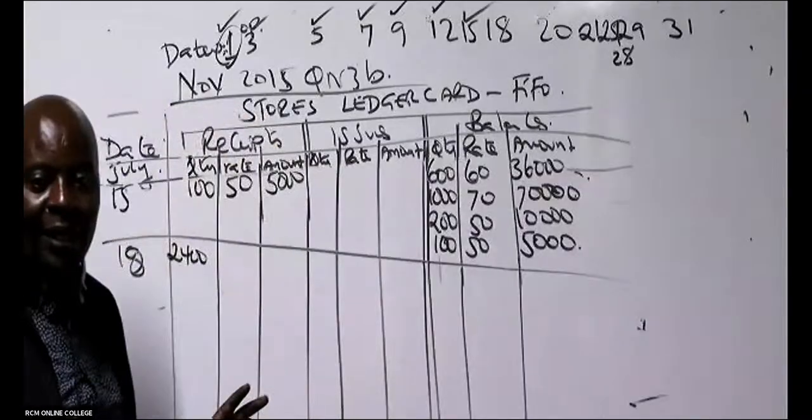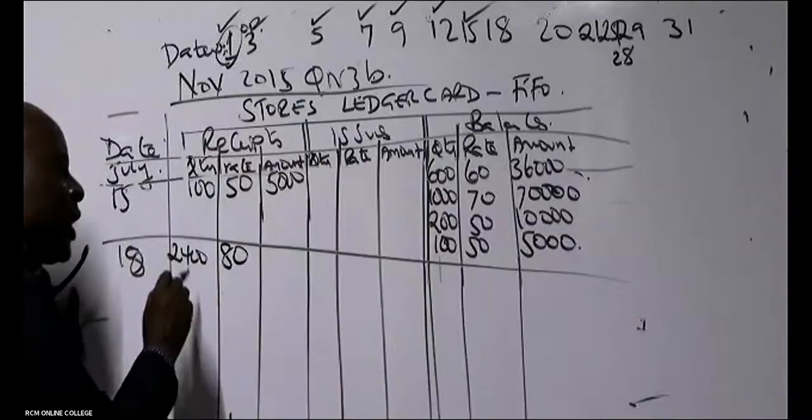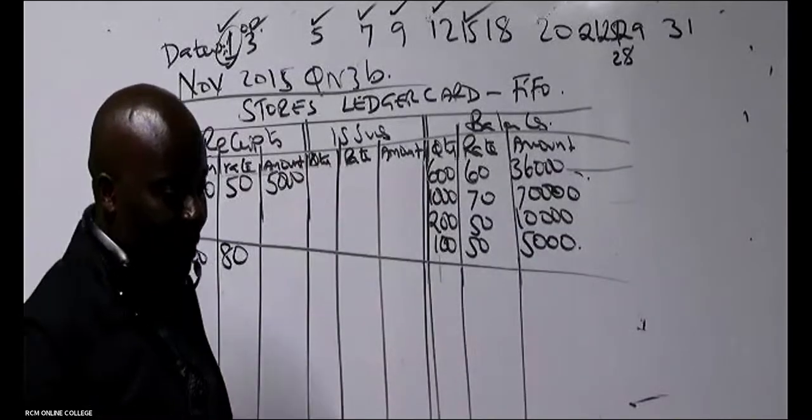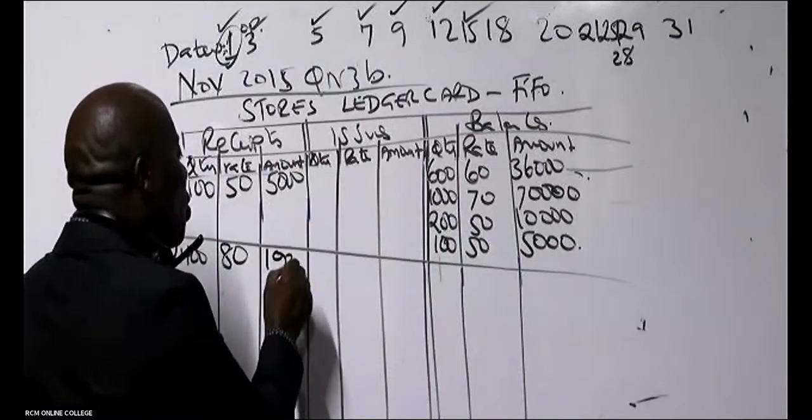We received this at 80. Thank you so much. So then what is 2,400 times 80? 192,000. So from there, what do?